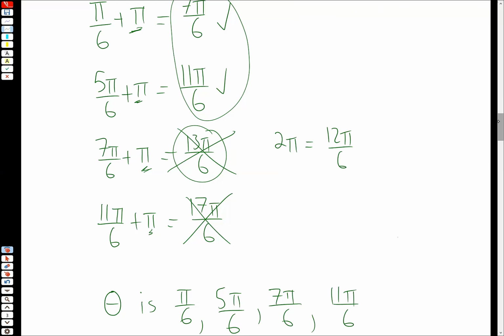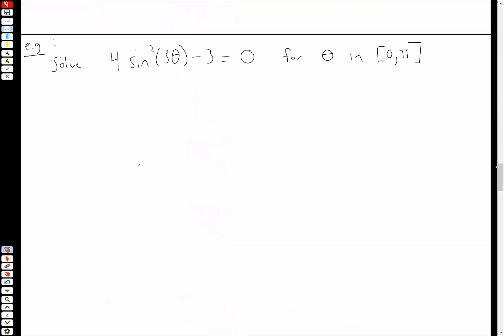Let's look at another example. So solve for 4 sine squared of 3 theta minus 3 is equal to 0 for theta in 0 to pi. Okay, so notice now our thetas, our angles, have to be in the top half of the unit circle. Okay, so we're dealing with sine in this case. So we're going to be looking for y coordinates.